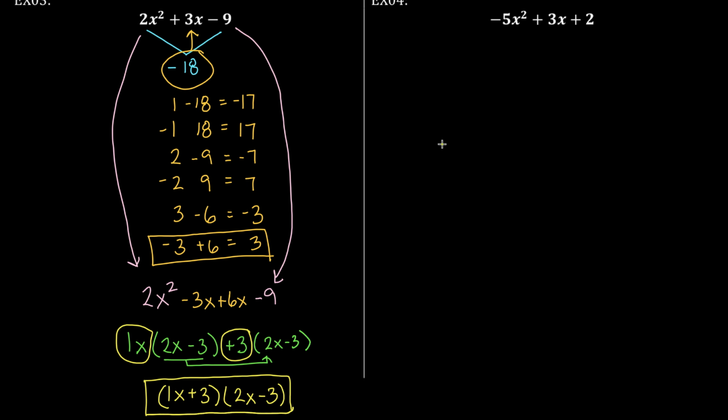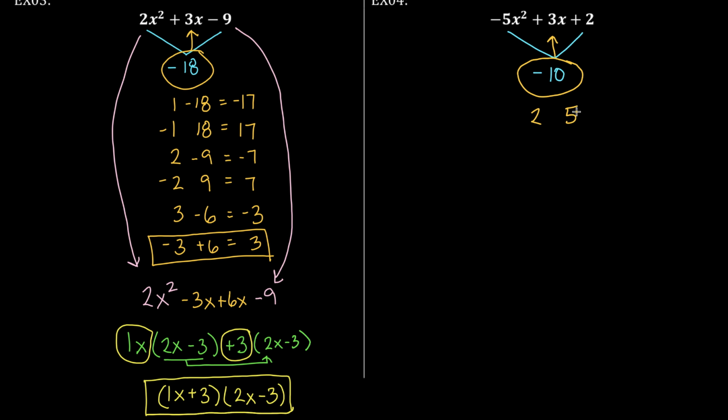Cool, not too bad. Let's try this one. So, negative times a positive is a negative 10. I need factors of negative 10 that combine to positive 3. So I'm not going to use 1 and 10. If I use 1 and 10, then I'll get either 9 or 11. If I use 2 and 5, I would either get 7 or 3, and that's 3. Now I just need to figure out which one needs to be negative.